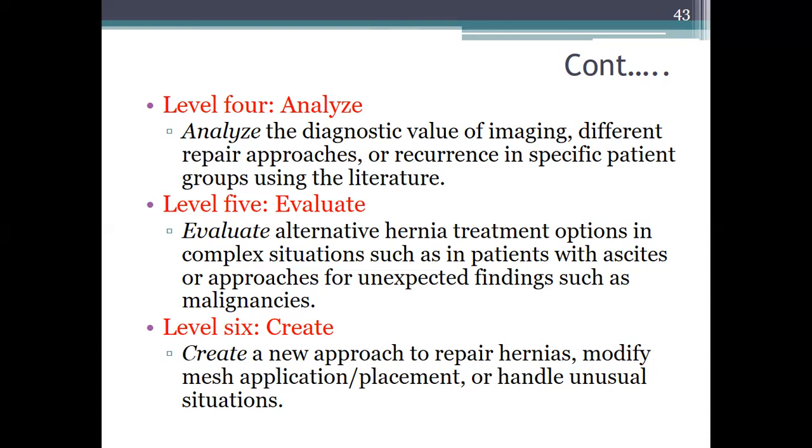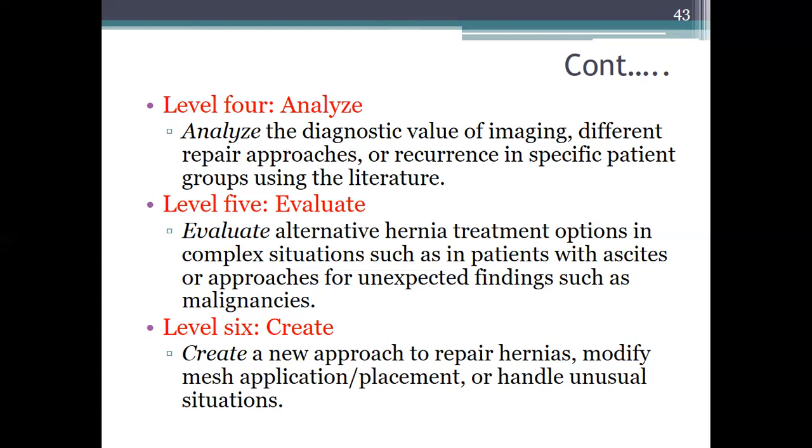Recurrence in specific patient groups using the literature, using the research. Level 5, evaluate. Now there may be some new situation. Maybe he has the experience of treating, managing, and preventing complications in hernia cases, but there may be a patient who has some other condition, who is comorbid, who has hernia as well as something else. So now what will he do? He has to read, understand, and judge this new situation, and then in the next step provide some solution to this new and complex situation.